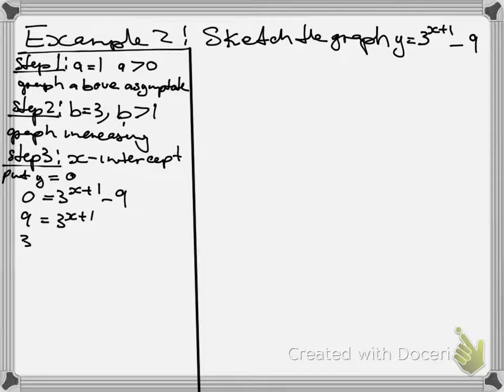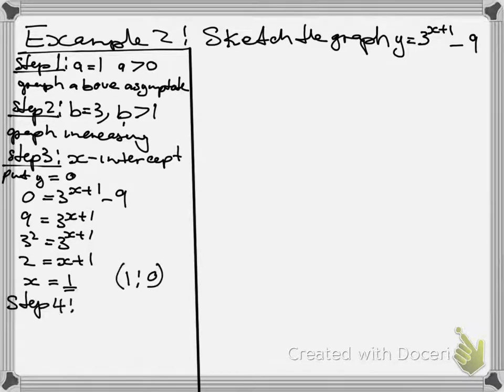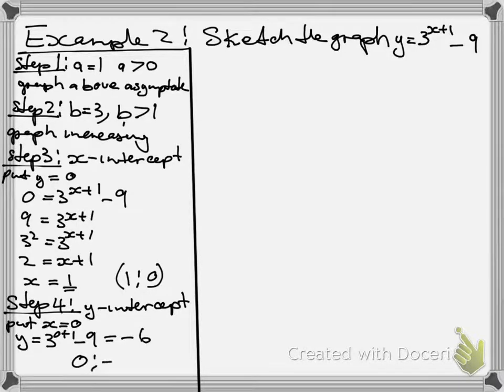In this case, our x will be equal to 1 and our y is 0. And then to find our y-intercept, we put x equals 0 and we solve for y. So our y will be equal to negative 6, so the y-intercept is 0, negative 6.